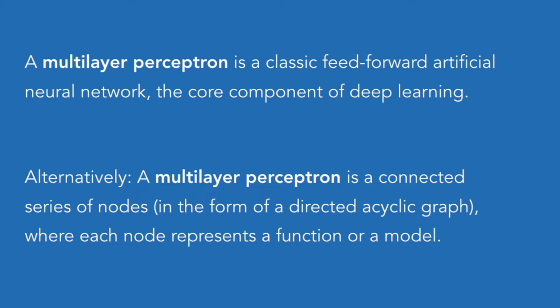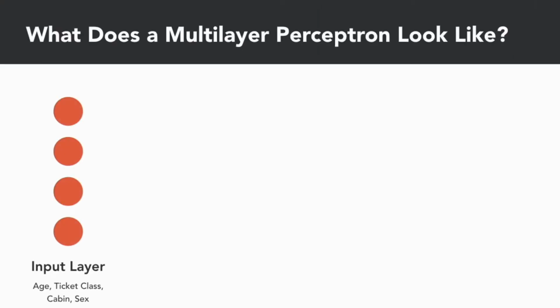Another way to look at this is that a multilayer perceptron is a connected series of nodes, where each node represents a function. This connected series of nodes creates what is called a directed acyclic graph, meaning that there is directionality between the nodes and no node will ever be revisited.